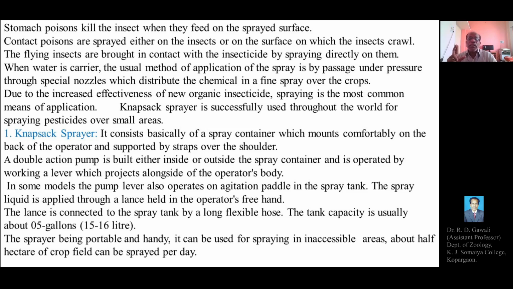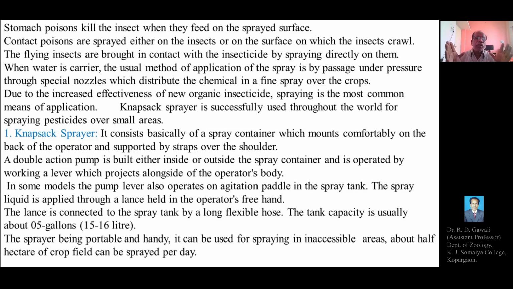The tank capacity is usually about 5 gallons, that is 15 to 16 liters. The knapsack sprayer, being portable and handy, can be carried on the back of the operator. It can be used for spraying in inaccessible areas. About half hectare of the crop field can be sprayed per day. So this is the knapsack sprayer.